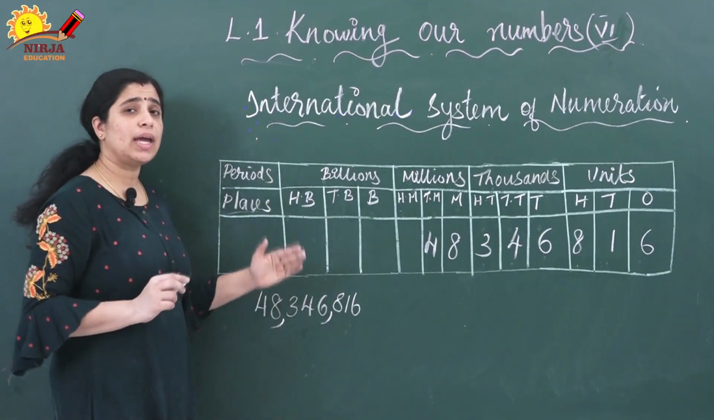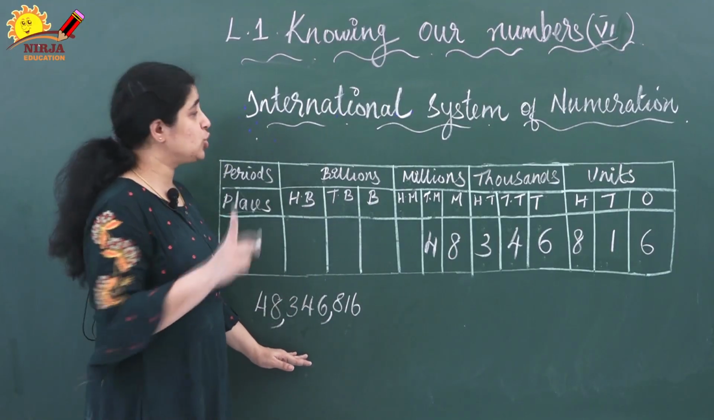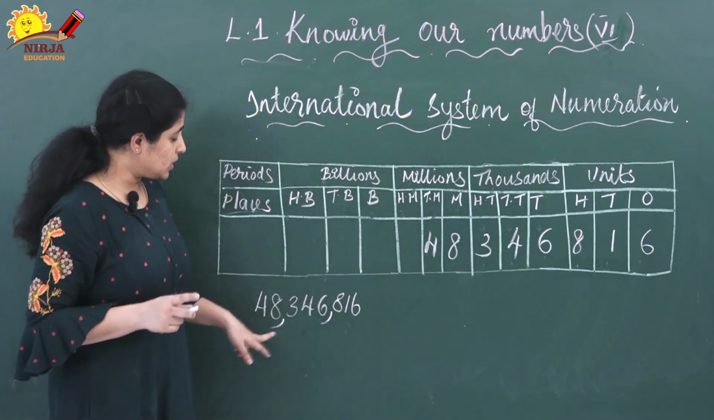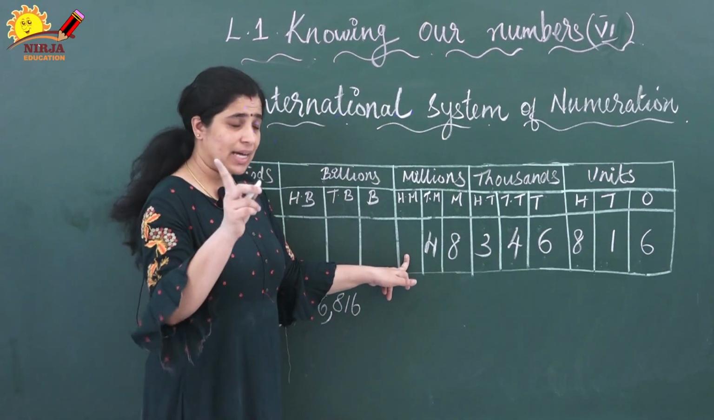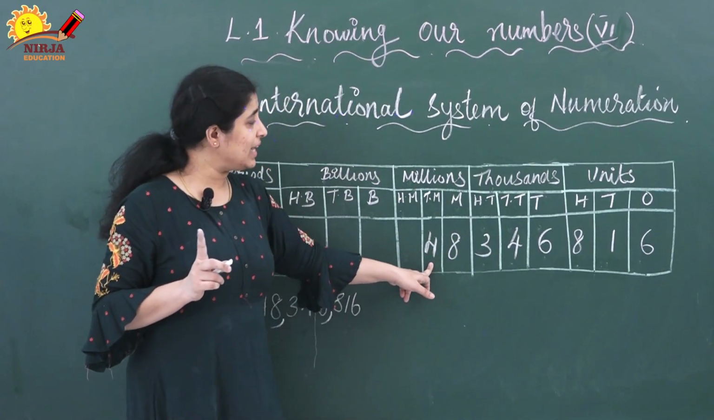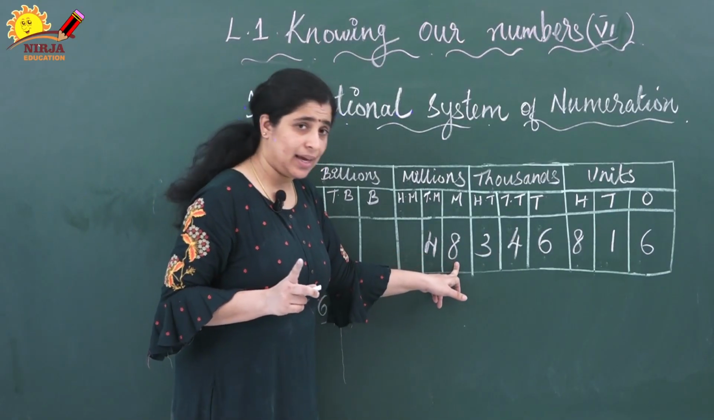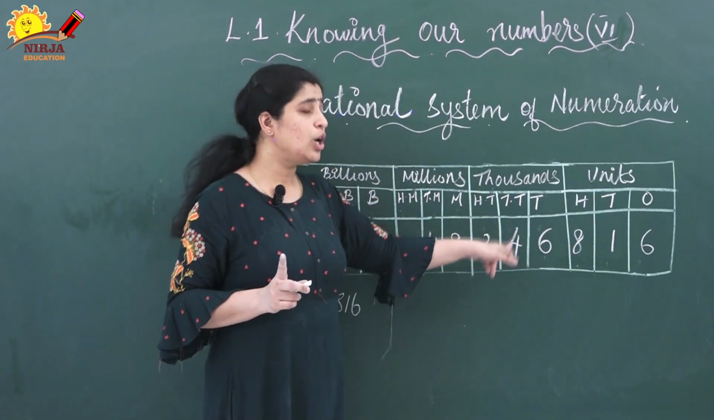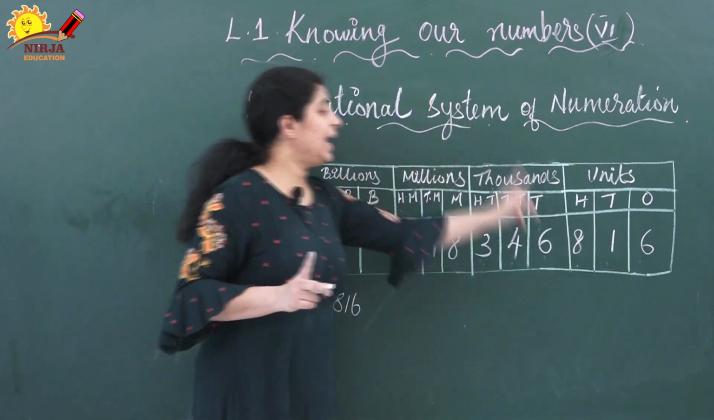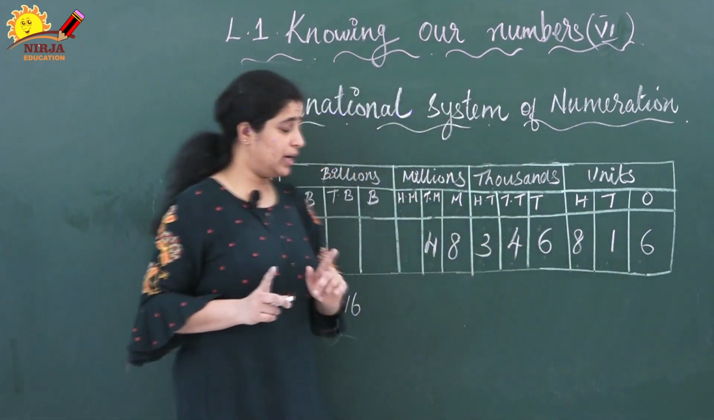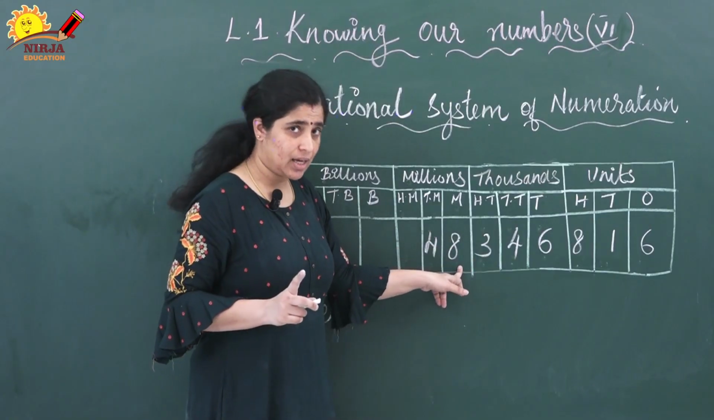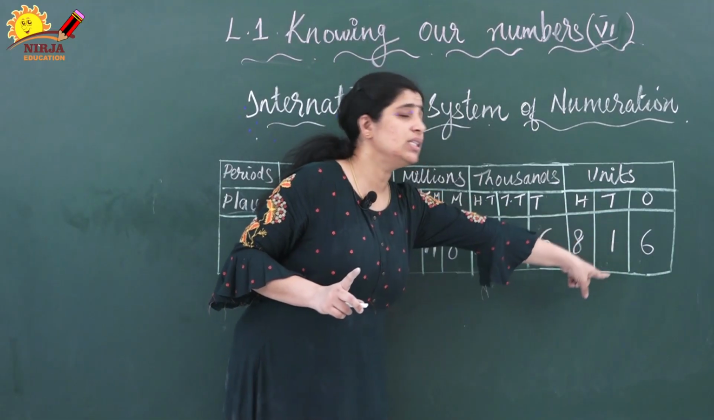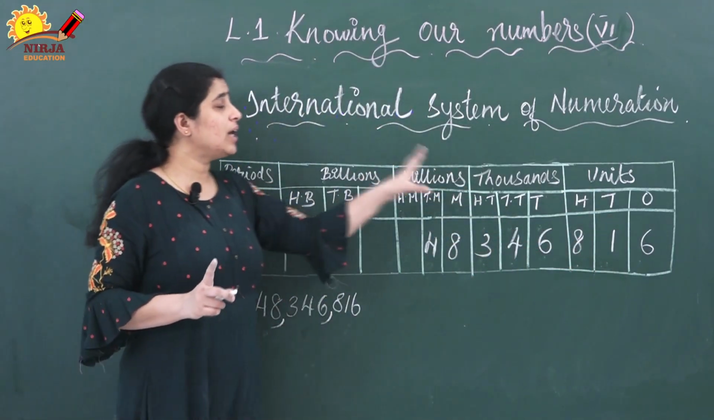Now we will see how we can read this number according to the international system of numeration. This is in which place? Millions place, the ten millions place. So we will read it as 48,346,816. I will repeat, 48,346,816. Like this you can read the number.